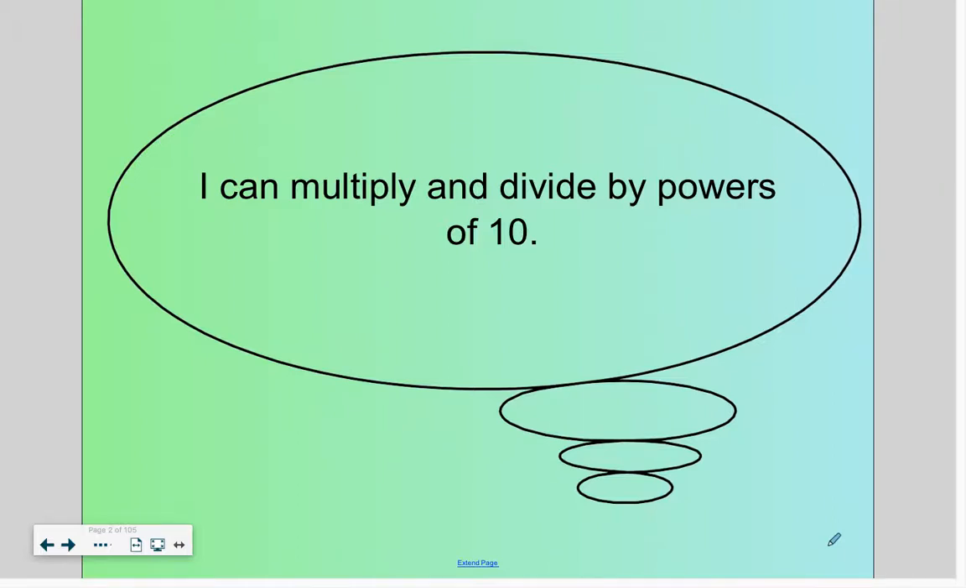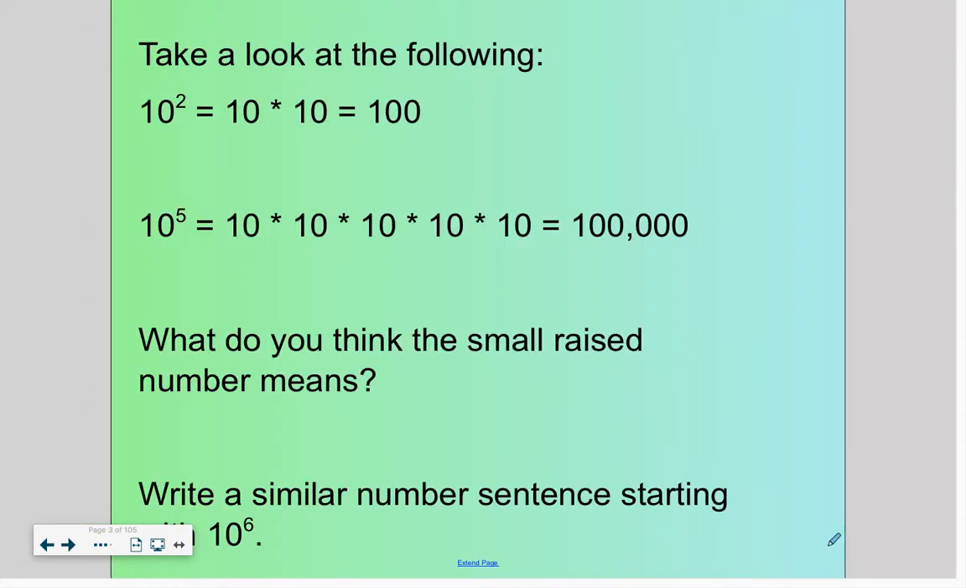Hello, today we are going to multiply and divide by powers of 10. Take a look at the following. We have 10 squared, which is the same as 10 times 10, which equals 100. When we have 10 to the fifth, that means we have 10 times 10 times 10 times 10 times 10, and that equals 100,000. What do you think the small raised number means?